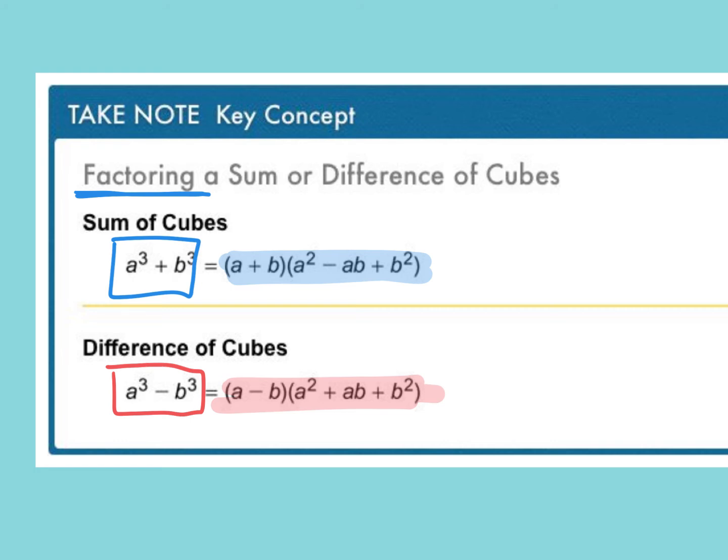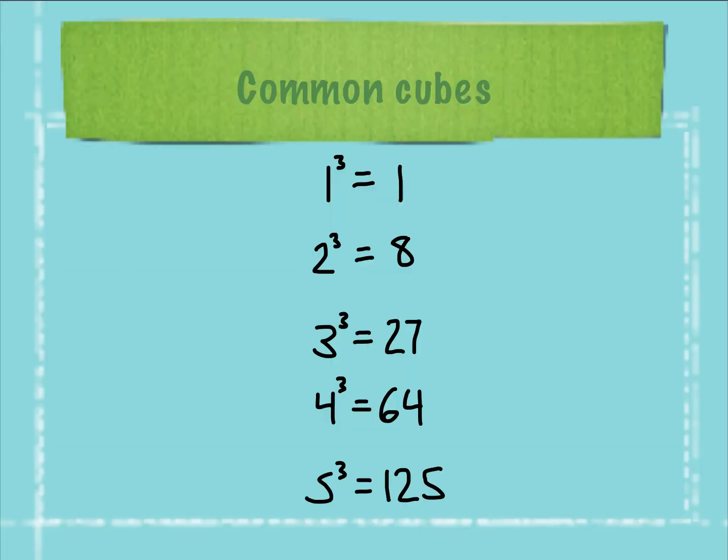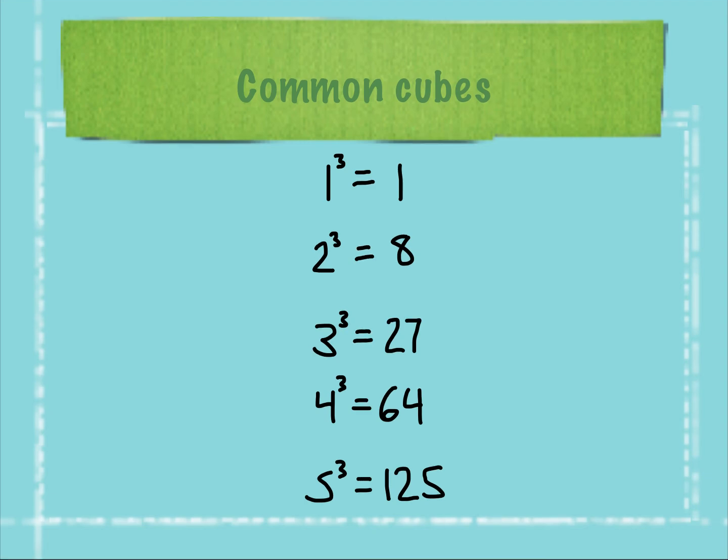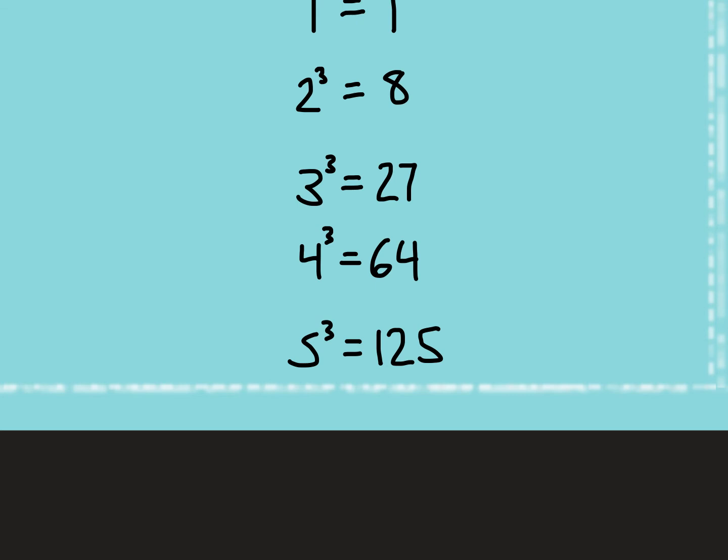So in the sum of cubes, when we add two perfect cubes, the formula goes plus, minus, plus. In the difference of cubes, the formula goes minus, plus, plus. So everything else stays the same. The signs just change. So some common cubes, some examples, would be if we had 1, 1 is 3 cubed. If we had 8, 8 is 2 cubed. 27 is 3 cubed.